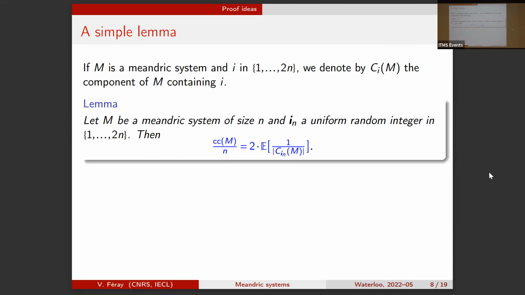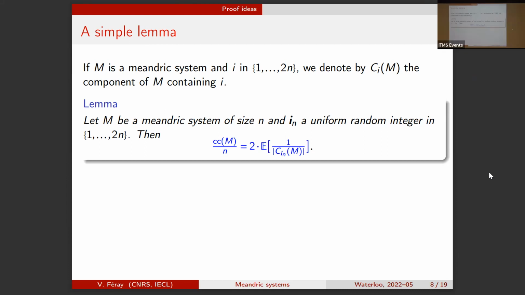What is random is this I sub n, and it's the easiest random object that you can imagine. It's just a uniform random integer between 1 and 2n. So I want to think of that as a uniform point in my meandric system, okay? And now when you have a point in a meandric system, you can look at the component which contains that point. And that's what I denote by C sub I of m.